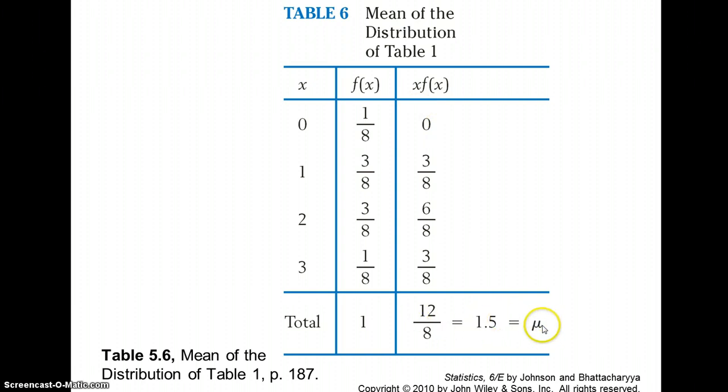You can see we use a different letter. For the sample mean, we use X bar. You have 20 data or 100 data, but for the population mean, you're considering you have infinitely many data, so we have to do it this way. So we multiply each x value by its corresponding probability f(x), you get those numbers, and adding up, you get 12/8, which is 1.5. So mu is for the population mean. That's the first formula we talked about.